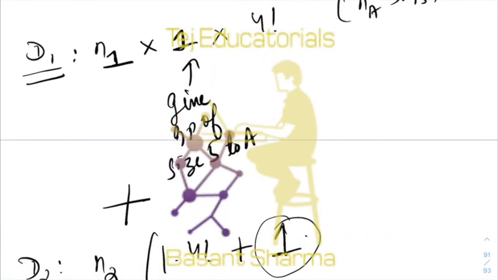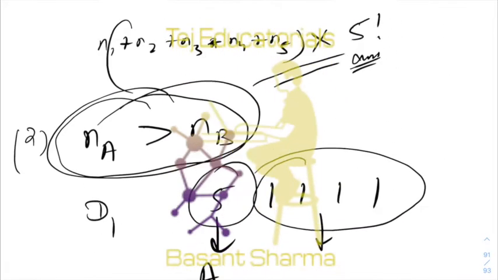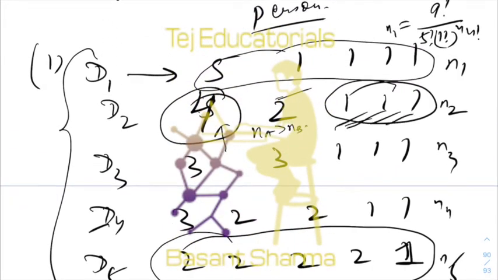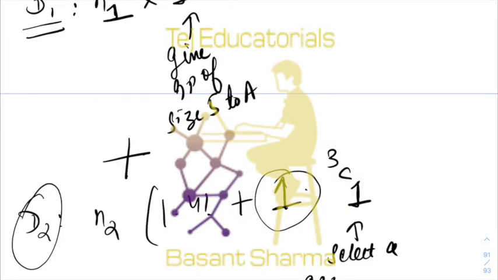So what we do is select a group of size 1 which you want to give to B. Why are we making the selection? To ensure that it does not get the group of size 4. There are 3 groups of size 1 in D2. You check. So select one out of these 3 only. You can't select the group of size 4 to be given to B. So in 3C1 ways you can select a group of size 1 for B.